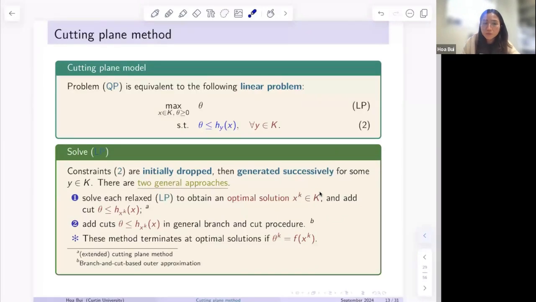So these methods will terminate at an optimal solution if theta k equals f(xk), because theta k is the optimal value of our relaxed LP. So that will give us an upper bound of our QP model, while f(xk) will give us a lower bound for our model. And when these two equal each other, then we know that we have reached the optimal solution. The approximation has now become exact.